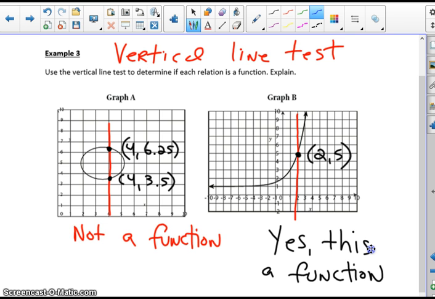So you can use the vertical line test to determine if it is a function. Or you can use the mapping, like we did in examples 1 and 2, to determine if it is a function.